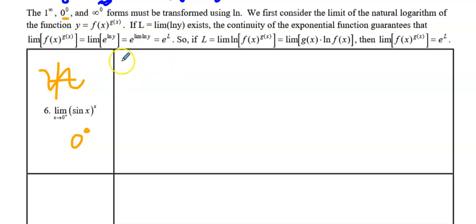So what we're going to do is write the limit as x approaches 0 from the right of sine of x raised to the x power, and set that equal to y. And y is going to be the answer. We want this to be our answer for this problem.